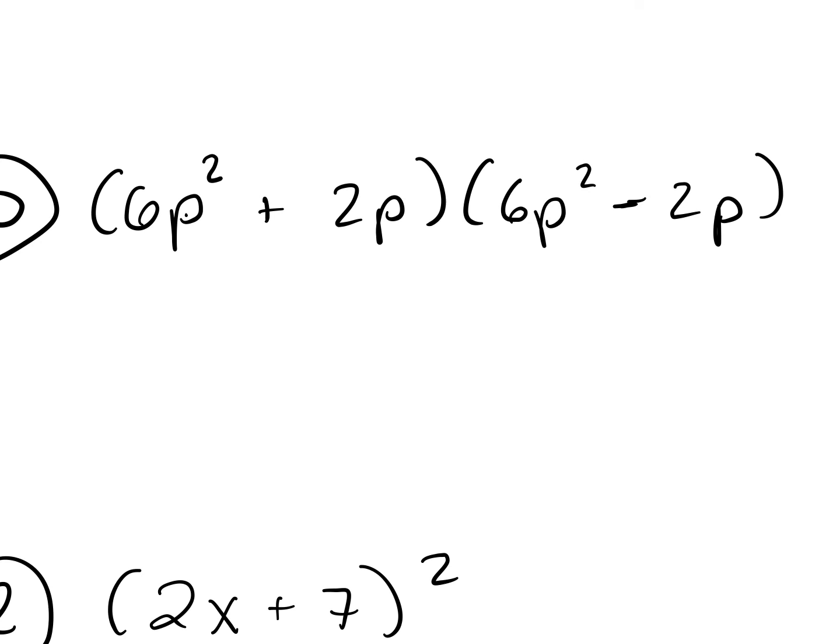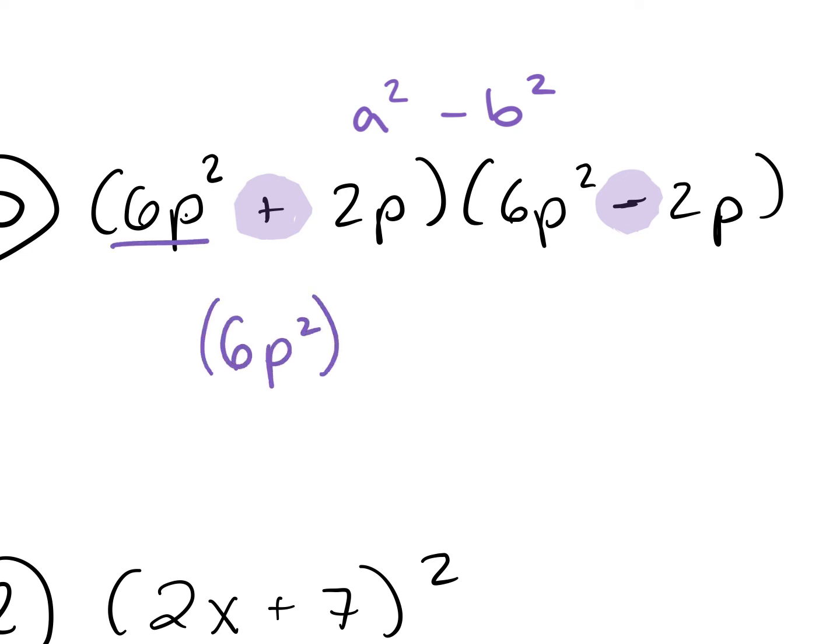Yeah. Again, I can use a squared minus b squared because it's a plus b times a minus b. So what's my a? 6p squared is my a, so I square 6p squared minus, what's my b? 2p. So 2p squared.